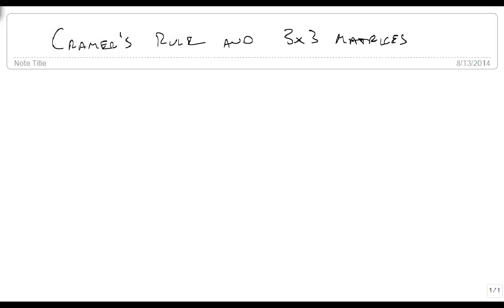So now we're going to talk about Cramer's rule and 3 by 3 matrices, and these get just a little bit trickier because it's harder to find the determinant of a 3 by 3 matrix. So we're going to start by giving the definition.